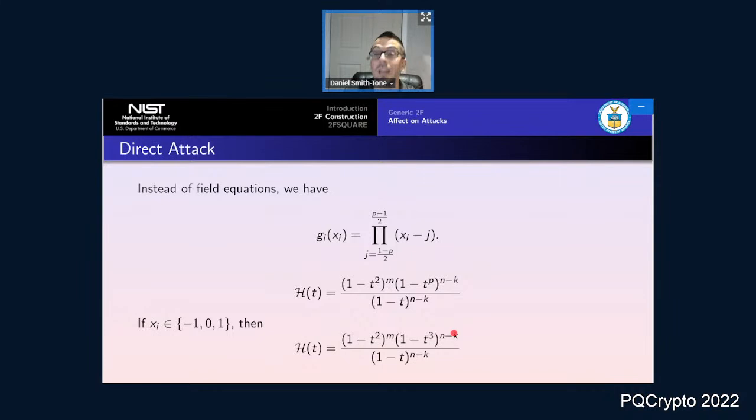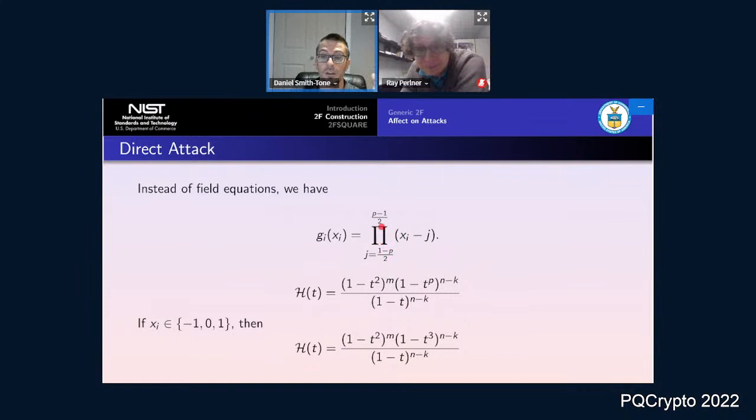So how are attacks affected? Well, we still have some relations here. Instead of the traditional field equations, the restriction of our inputs to this small set inside of FQ, we can still represent that with a polynomial, and so we have a different sort of Hilbert series than we had before. So we have to take that into consideration.